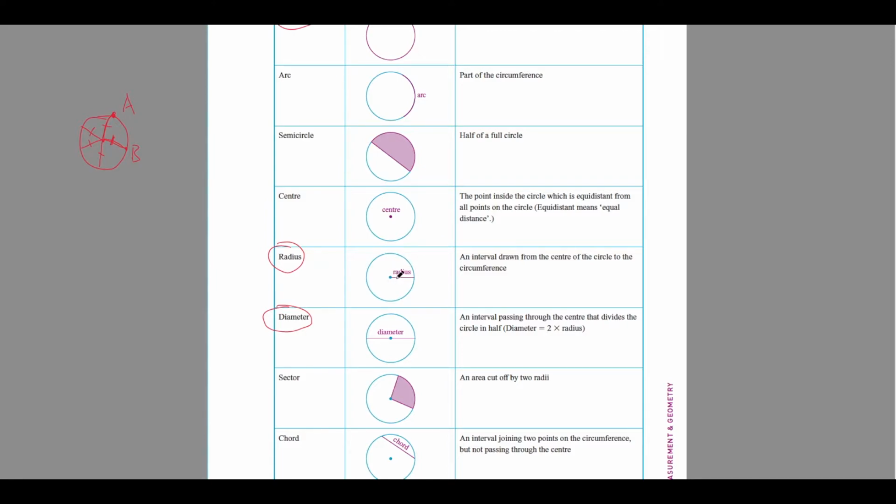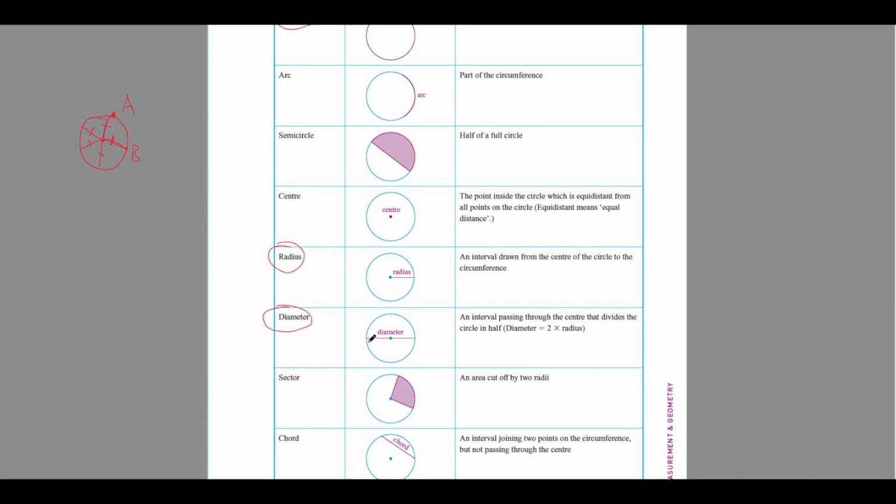Now it doesn't have to be this line, it could be this line as well, right? As long as the line is drawn from the center to the circumference. So there's a lot of radiuses that you can draw. Okay, the diameter, it's the same with the diameter.